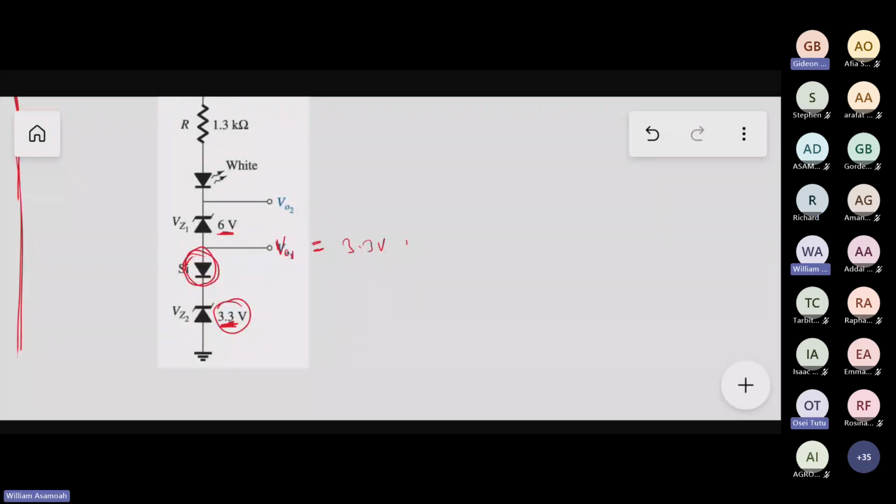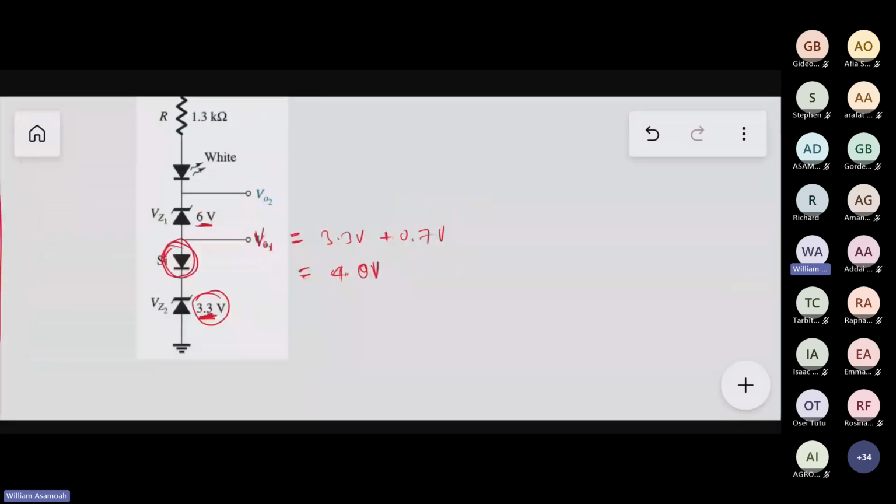0.7 volts. So that will be 0.7 volts. And so this will be what? 4.0 volts reference. Please, do we understand? Yes, sir. Great. That means VO1 is 4.0.